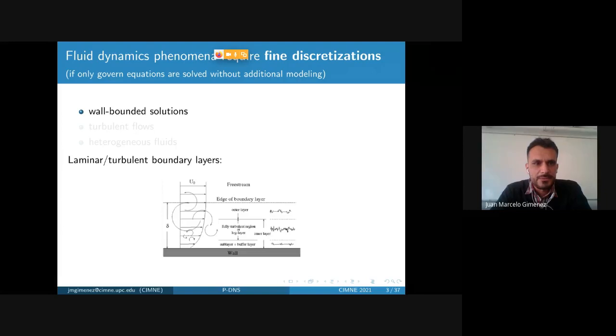Another phenomenon that requires fine meshes is the treatment of boundary layers in the flow, where we want to simulate the transition between the free stream reference velocity out of the boundary layer up to the non-slip condition over the wall. The transition is in a very narrow space in comparison with the global scale of any problem. So the computational requirement here is large also.